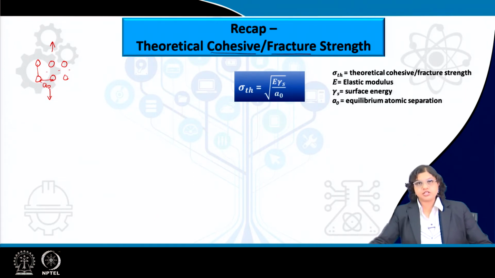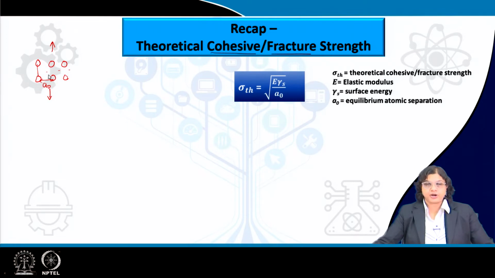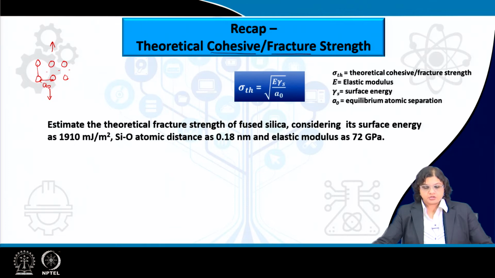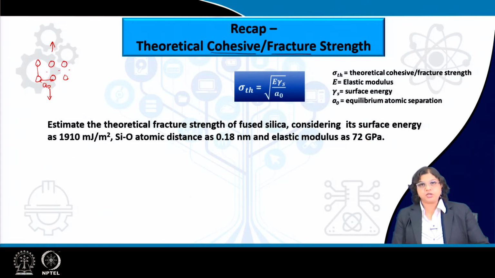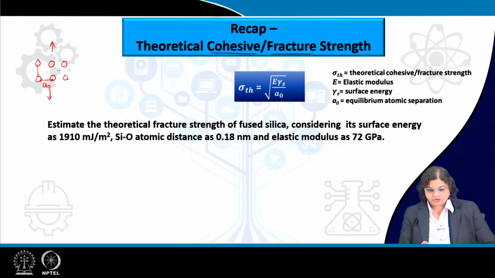So, if such is the case, let us see how in practice we can use this kind of formulation to solve a real problem. So, here is one. Estimate the theoretical fracture strength of fused silica considering its surface energy as 1910 millijoule per meter square. Silicon oxygen interatomic distance is 0.18 nanometer and the elastic modulus is 72 GPa. Okay. So, all the information is provided and we are going to solve the problem accordingly.